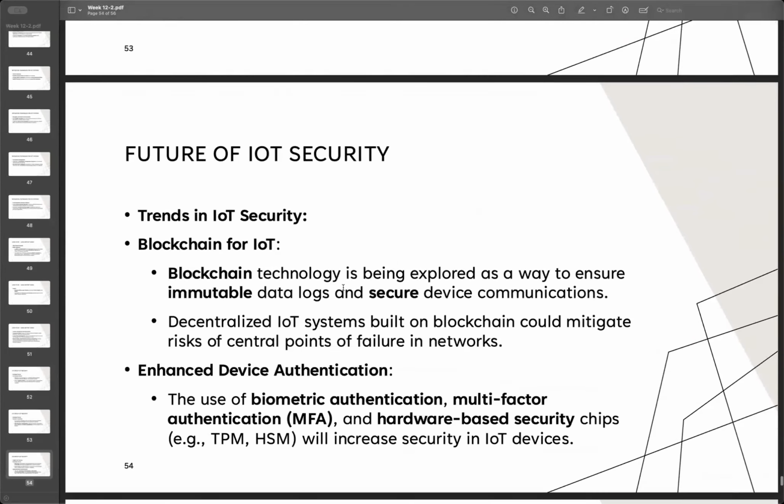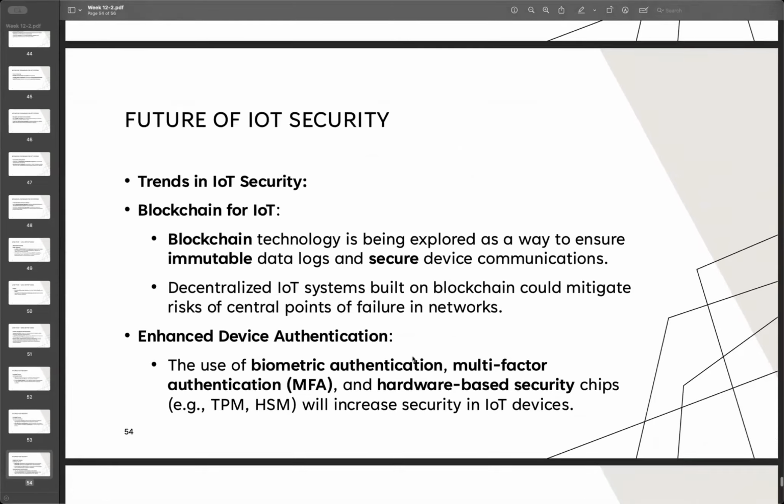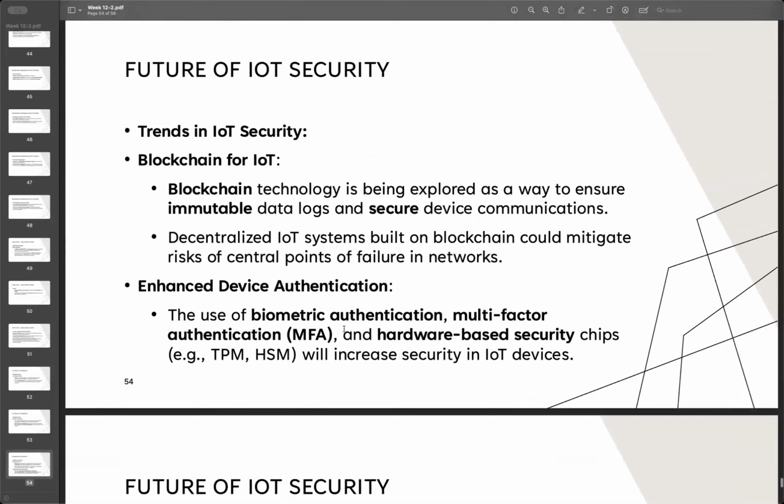We also talk about blockchain. We can use it to ensure immutable data logs or secure device communication, and to decentralize the IoT system. We can also enhance device authentication using biometric authentication, multi-factor authentication (MFA), or hardware-based security chips like TPM and HSM. All this can increase the security.